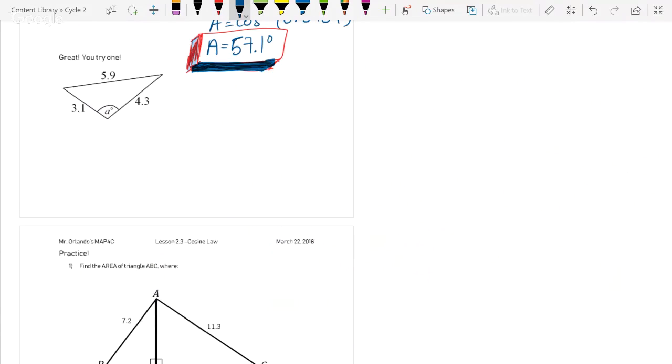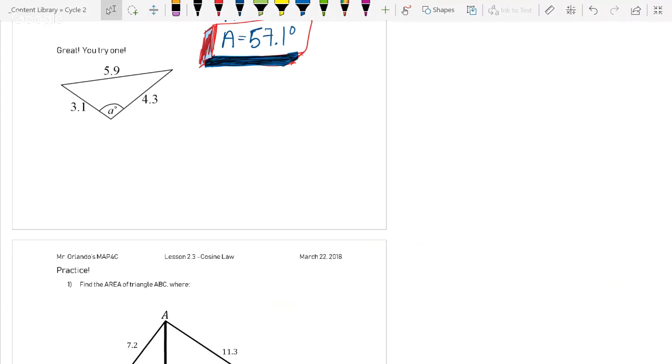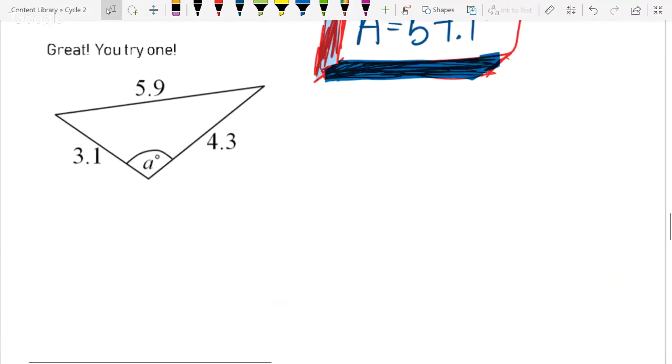Okay. May I ask you to label the triangle and set the law? Don't solve it, but just label the triangle and set the law.